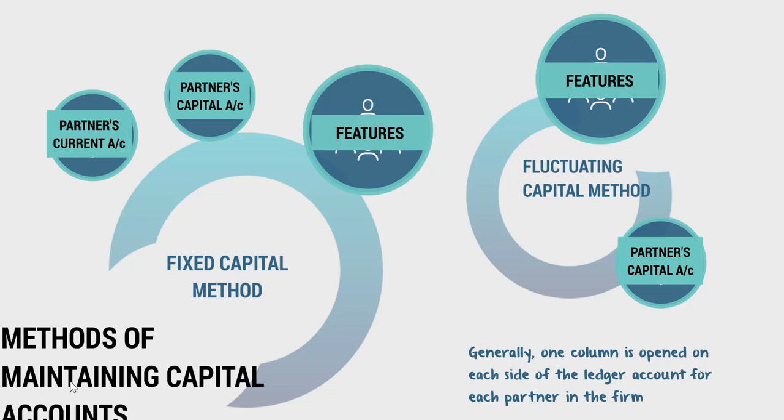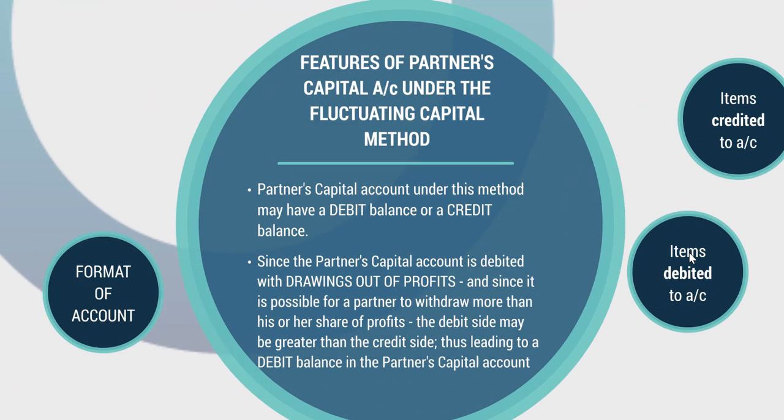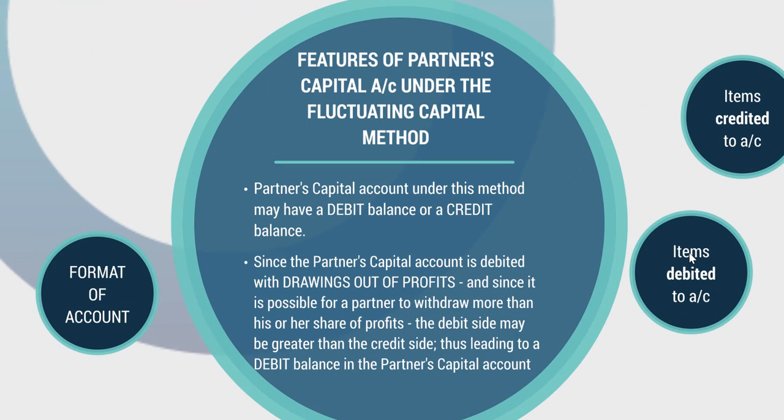So unlike the fixed capital method, where two accounts are maintained for every partner, namely the partner's capital account and the partner's current account, in the fluctuating capital method, only one account is maintained for every partner, and that's called the partner's capital account. Let's go in detail into the partner's capital account, which is prepared under the fluctuating capital method.